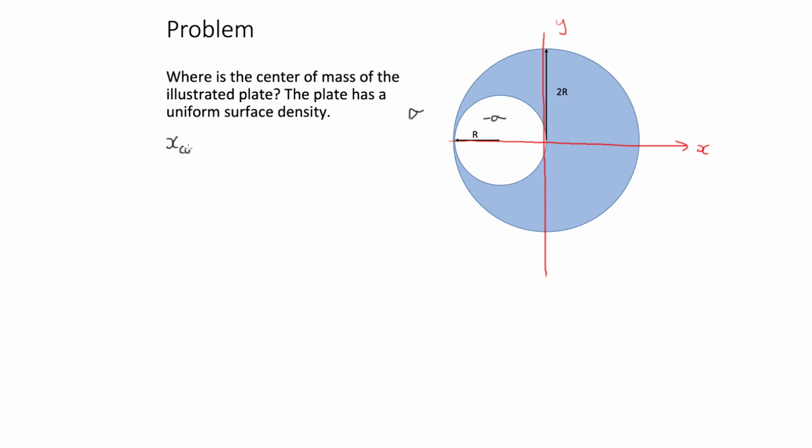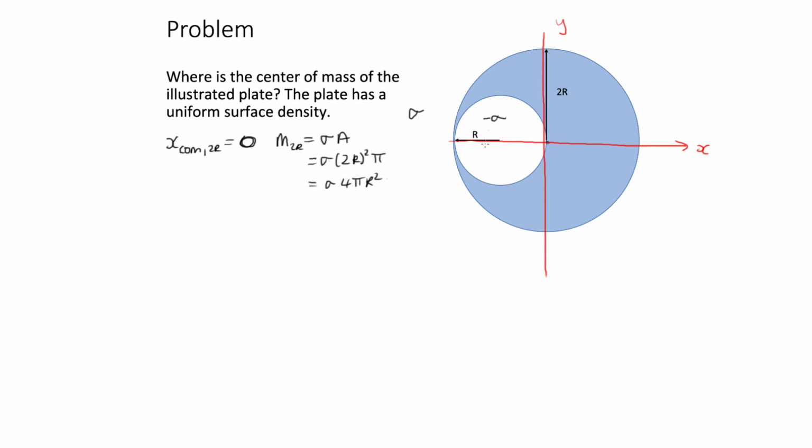So x center of mass for the 2r disk is just going to be right in the middle of the disk. If we didn't have this little disk cut out here, it would just be right in the middle. So we'll call that 0 at the origin here. And we can work out the mass of this big disk. The mass of the disk with radius 2r is given by the surface density times the area, which is equal to sigma times 2r squared times pi. So that's equal to sigma times 4 pi r squared.